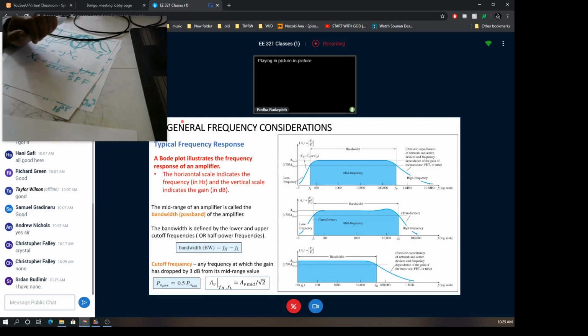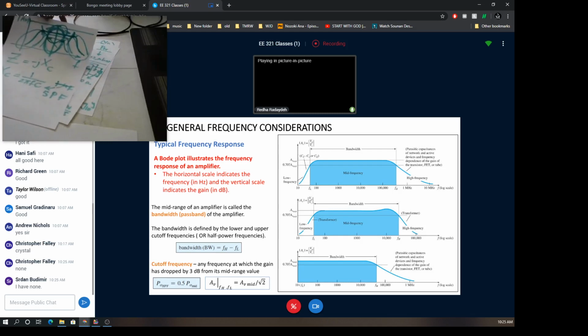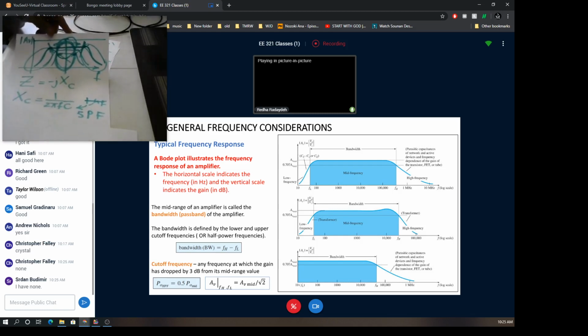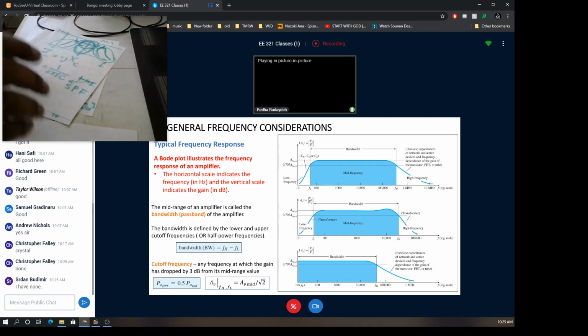Now we have the figures that will explain what I said more clearly. It's the same figure we were discussing. You see this figure? Now forget about the other two. Just focus on the first one. Okay, the first figure.